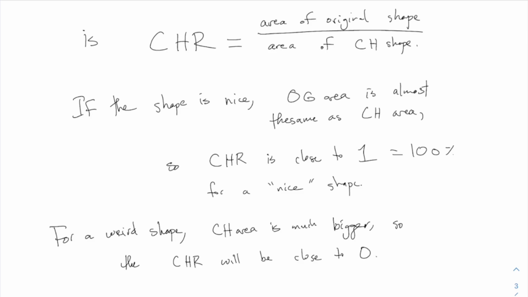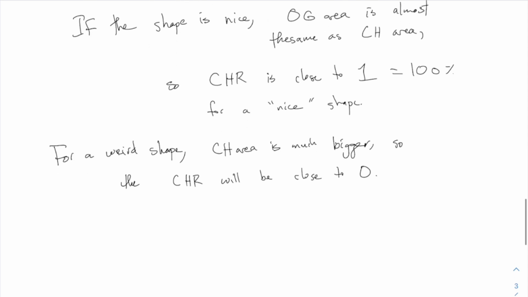All right? And so in this way, this fraction here, the convex hull ratio, it gives you a measurement between 0 and 1, or between 0% and 100%, which just tells you how weird the shape is. And close to 1 is like better, close to 0 is like worse. All right? This is how the convex hull ratio works.